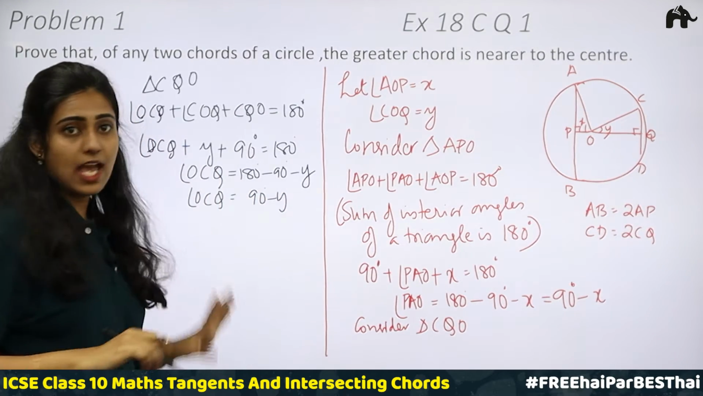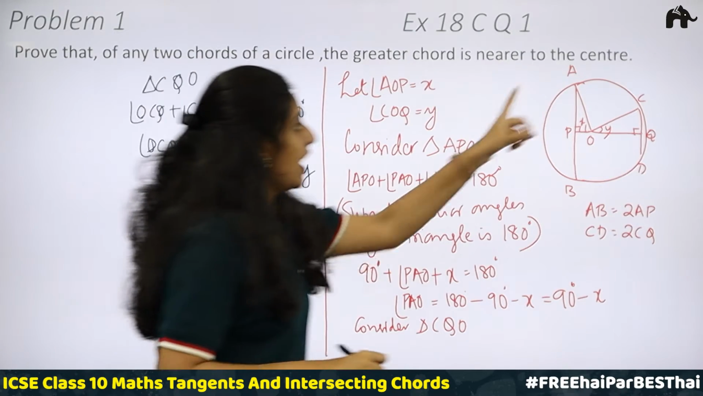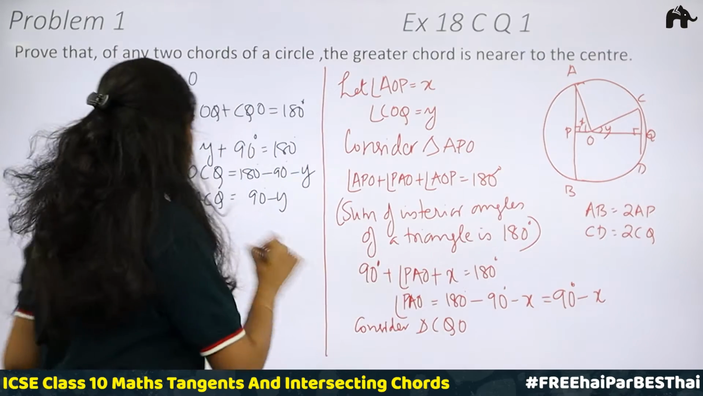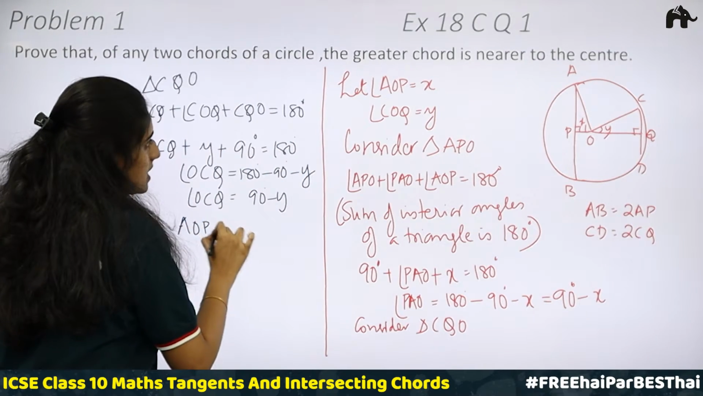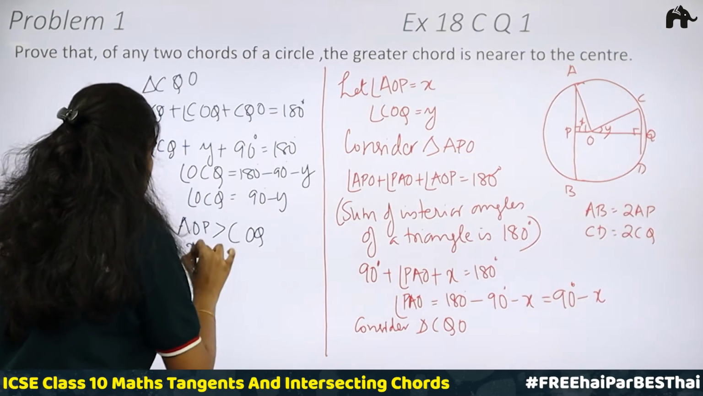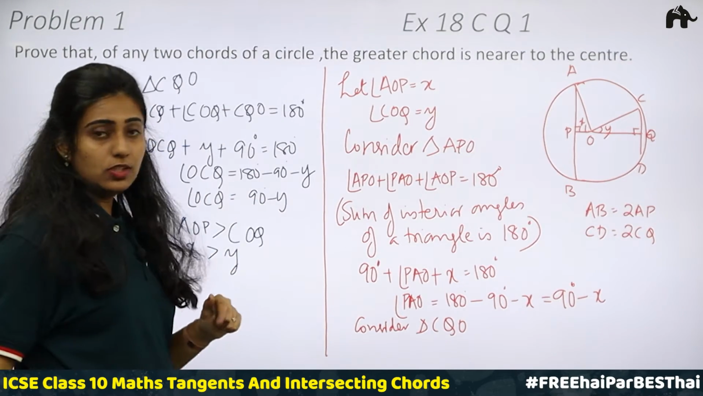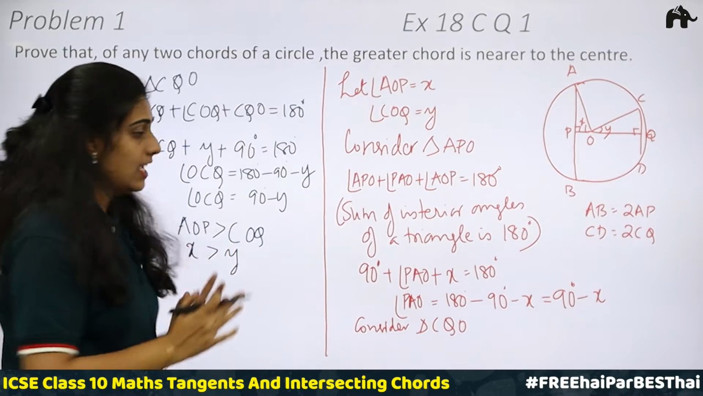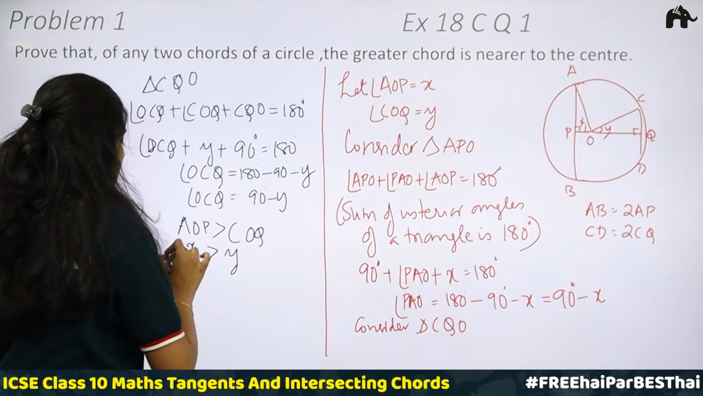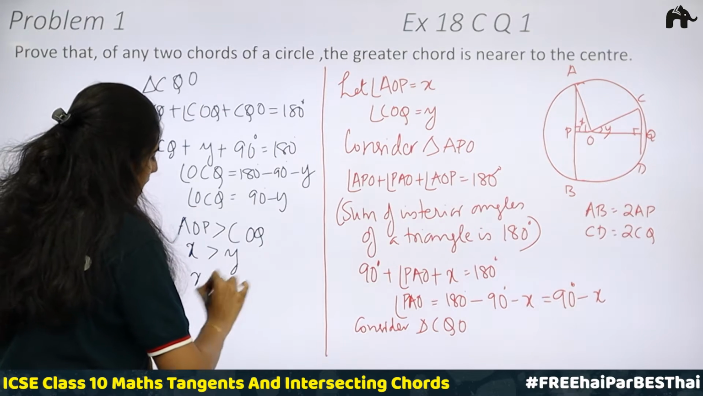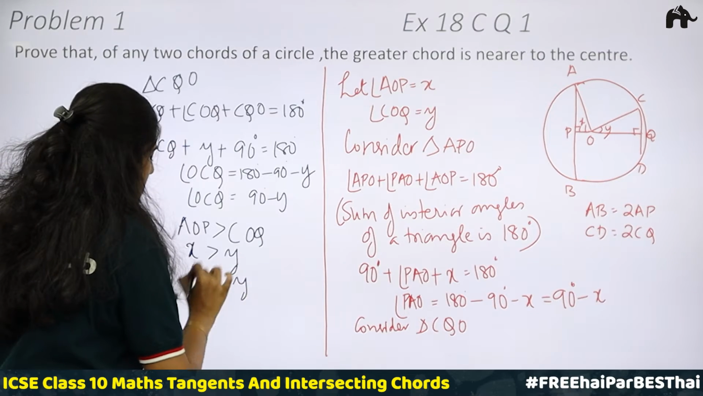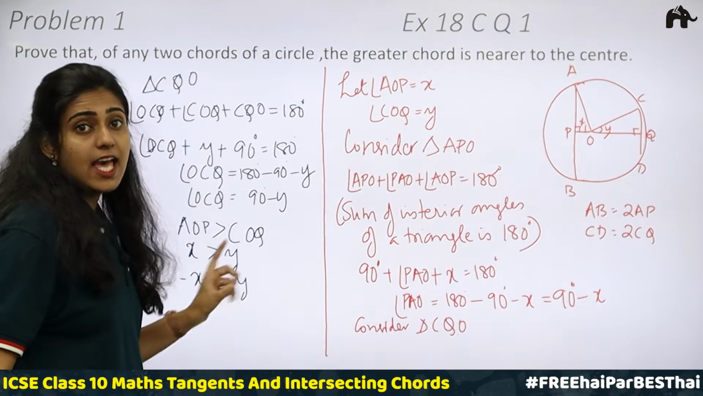OCQ is equal to 90 degree minus Y. We have AOP greater than COQ. Yes, AOP is greater than COQ, which means X is greater than Y. If X is greater than Y, and I multiply both sides by negative 1, what will be the inequality? The inequality will reverse. That is, minus X will be less than minus Y.